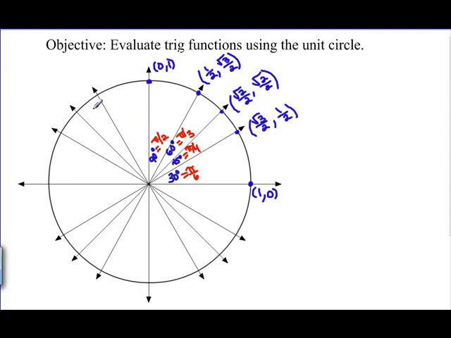Now, what will that do now for the other side? Well, everything else is basically going to be the same values except for the signs, right? This point, if you think about being a reflection across the y-axis, is really negative 1/2, square root of 3 over 2. And this point here is negative square root of 2 over 2, square root of 2 over 2. This point is negative square root of 3 over 2, 1/2. And we know this point is negative 1, 0.